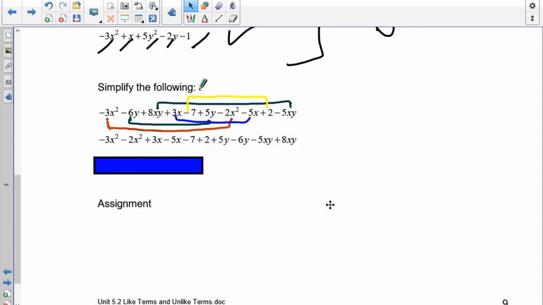Okay? Now, how you put them together at this step and group them is not important. So you could have had them out of any order. You know, -5xy plus 8xy could have been up here. It doesn't matter, right? Now, what we need to do, though, is we need to take and do some work here.